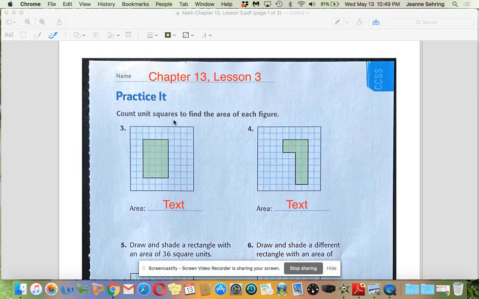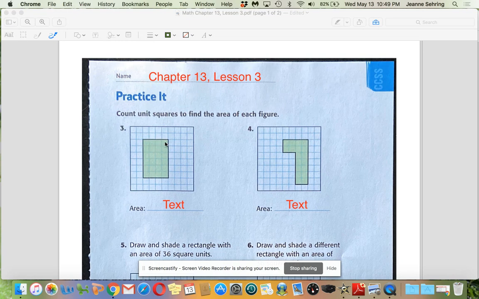So count the unit squares to find the area of each figure. Pretend this was a tile floor in your bathroom and you needed enough tiles to cover this shape. And each one of these unit squares was a tile. How many tiles would you need?